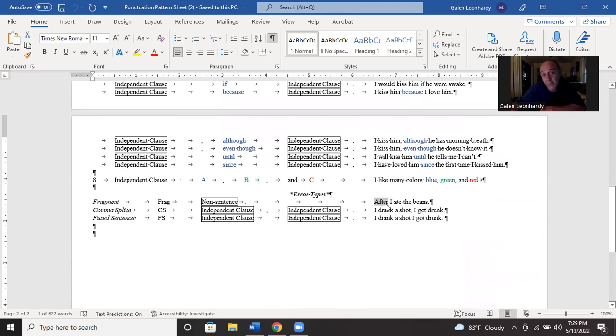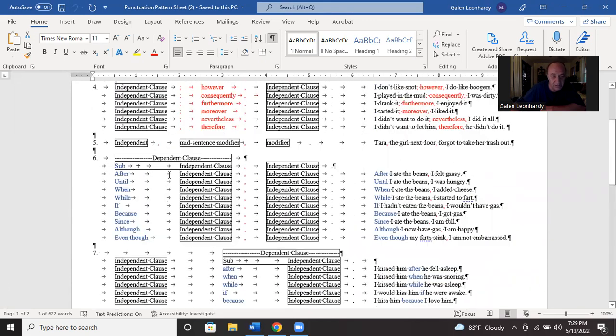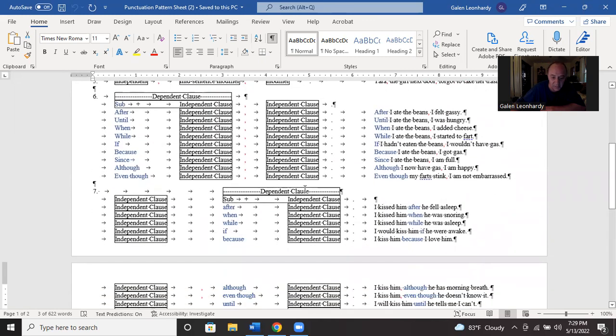Because you could have, like, after eating the beans, that wouldn't be an independent clause following the subordinating conjunction, but it would still be subordinate. So here, after I ate the beans, we see that we have the subordinating conjunction, we have the subject noun phrase, and we have a verb phrase. So we have this structure right here. We have a dependent clause. It's a dependent clause composed of a subordinating conjunction and an independent clause.